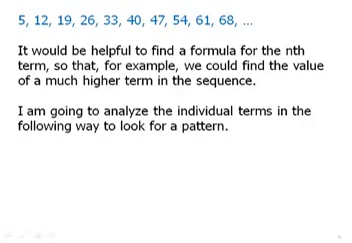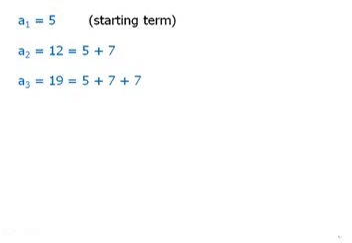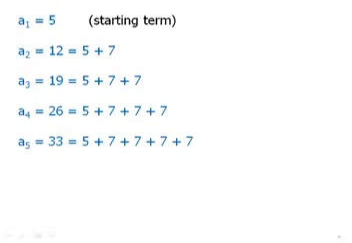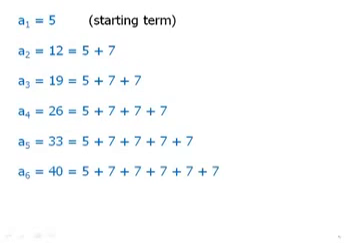I'm going to analyze the individual terms in the following way to look for a pattern. So I'll focus on this particular sequence, the sequence that starts with 5, and then we add 7 each time. So the first term is 5. The second term is 12. I'm going to write that as 5 plus 7. We've added 7 once. To get the third term, we add 7 again. So I'm going to write that as 5 plus 7 plus 7. Then the fourth term, we add 7 again, then add 7 again.